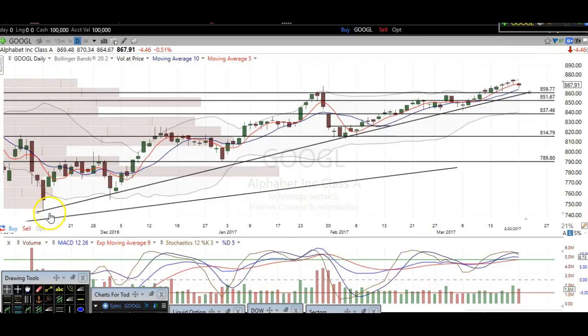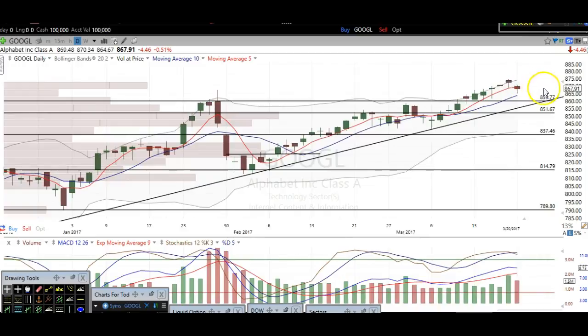We started this uptrend right here in November of 2016. You can see we got a bounce right here, right there, right here, and then right here we got a bounce off that level, and that is still relevant right here, and I'm just going to extend it so we can keep using it.